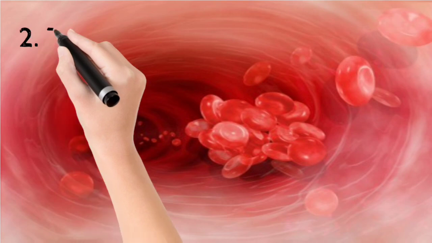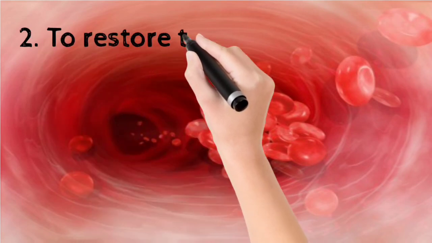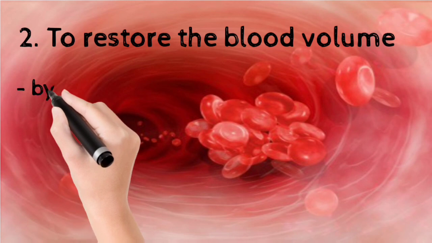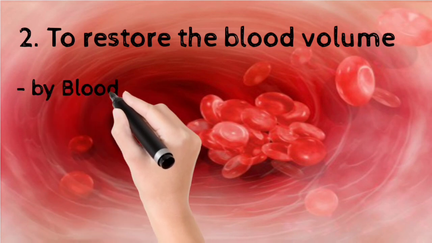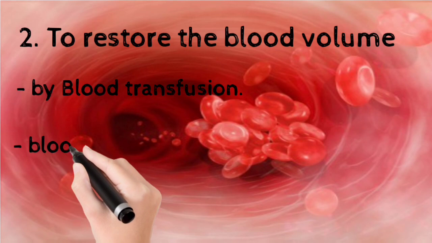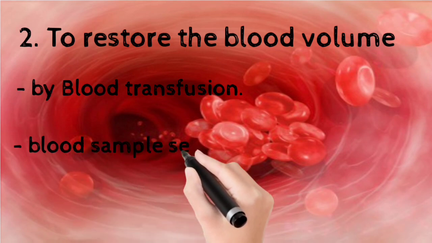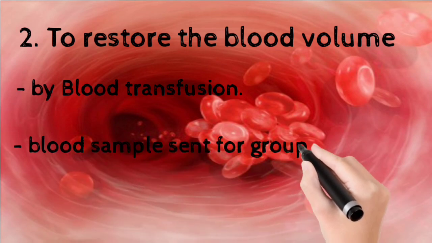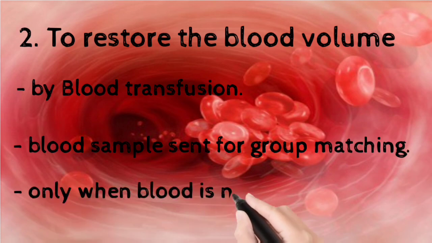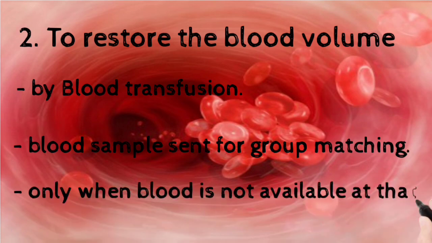Now we have to restore the blood volume. The blood volume is restored by the blood transfusion. For blood transfusion, the blood sample is sent for the group matching. Only when the blood is not available at that time, the plasma or a plasma substitute is given.